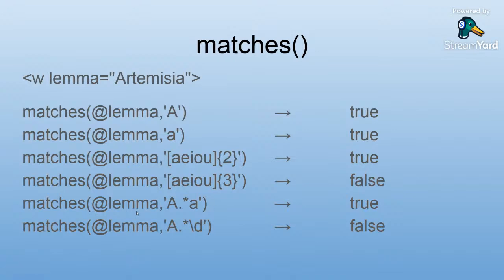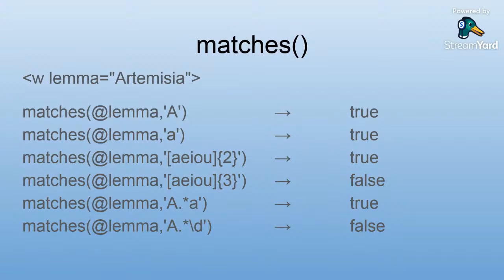So this one is saying, if I search for capital A, any number of other characters that I don't want to specify, followed by lowercase a, will I find anything? Yes, I will. I'll find the entire string, in fact, from the beginning to the end. If I search for capital A, followed by any number of other characters, followed by a digit, will I find it? Well, there are no digits in there, so no, you won't. So that's just regular expressions on there.